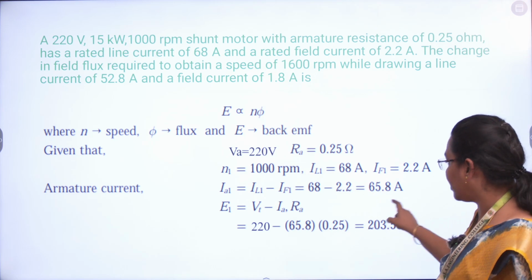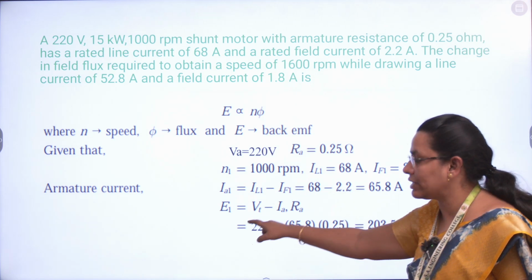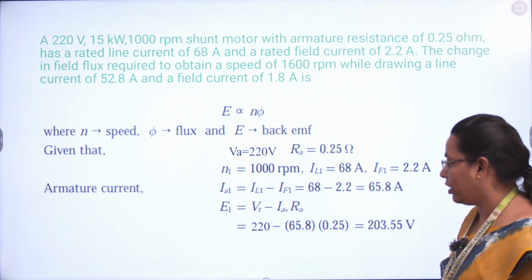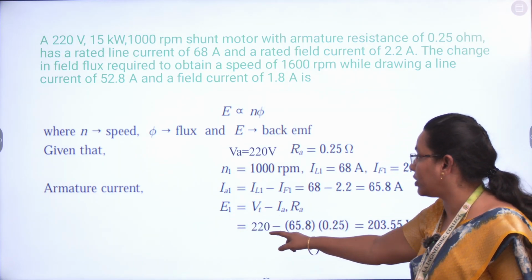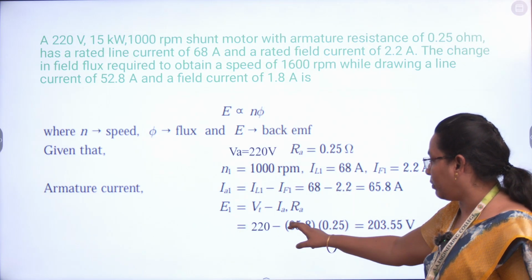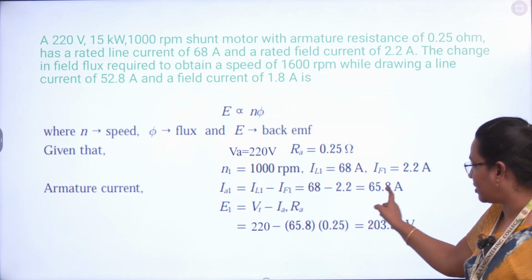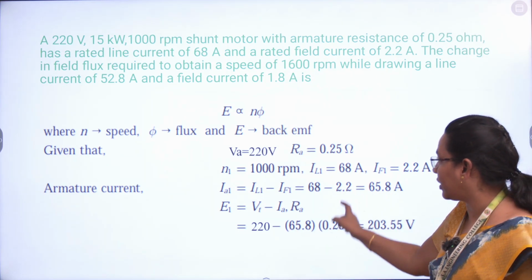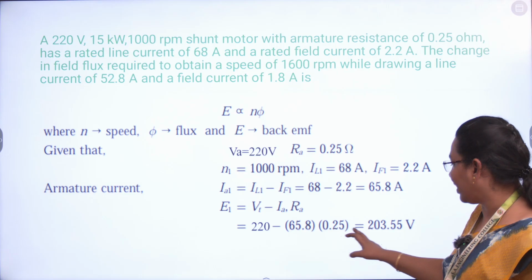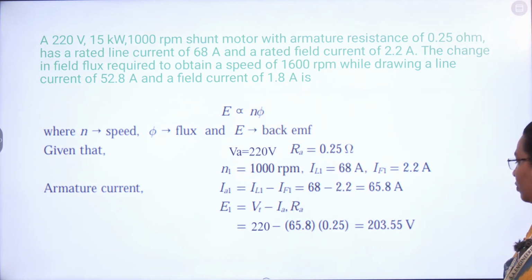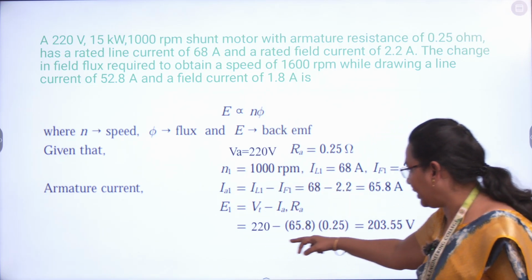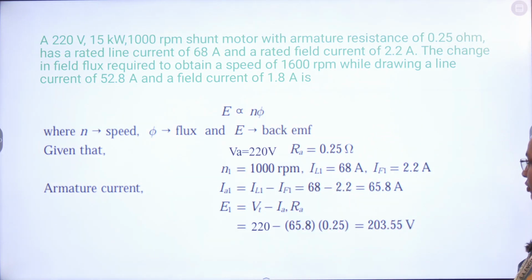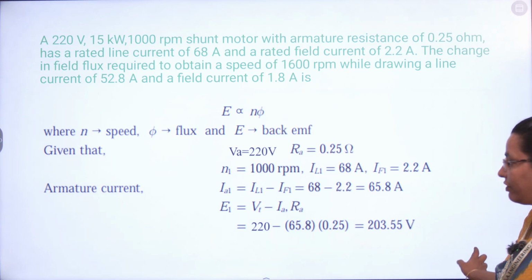For the given 65.8 amps, what is the back EMF value? Back EMF E equals Vt minus IaRa. What is the Vt value? 220 minus, what is Ia? 65.8 into, what is Ra? 0.25. So finally we get 203.55 volts. For the given 1000 rpm, we are getting the EMF value equal to 203.55 volts.